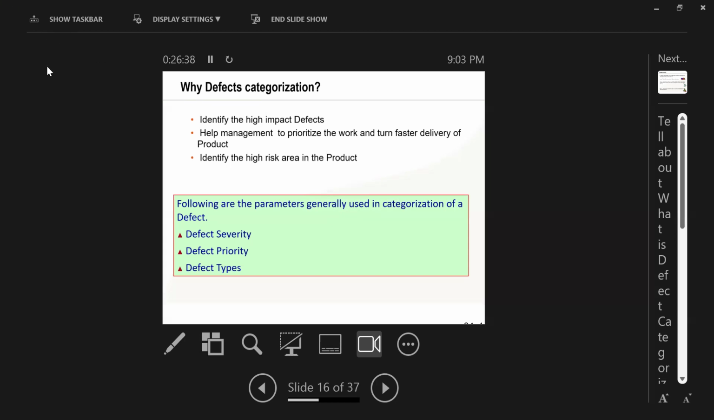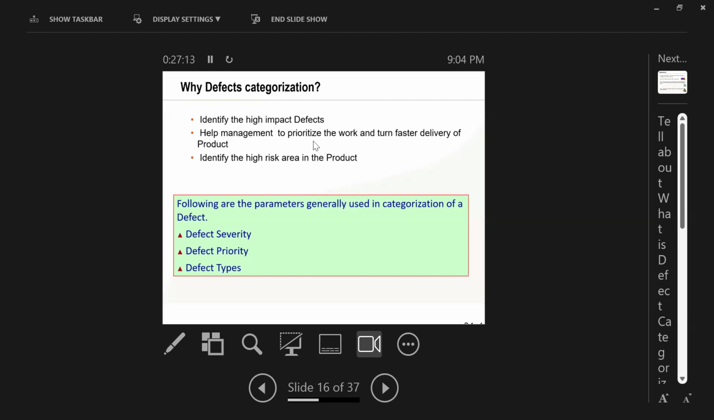Okay. Why defect categorization? To identify the high impact defects. See, defect severity and priority, okay, this is one. High impact defects means the defects causing high impact, like they cannot do internal transfers, the functionality is not working. If they impact the business highly, then we'll consider it high priority and severity.